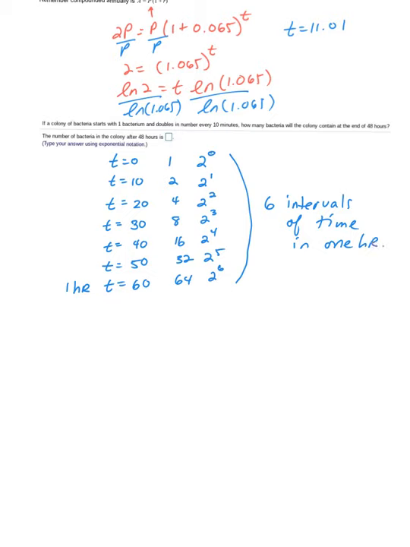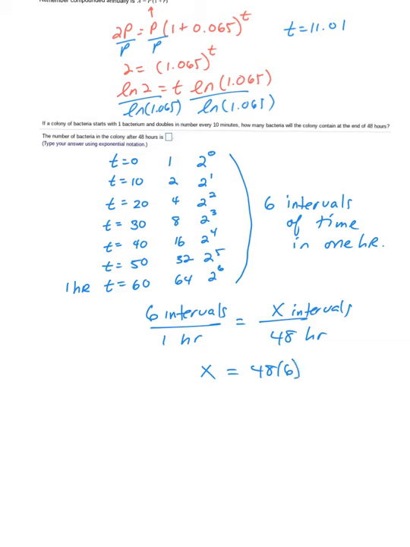They are asking about 48 hours. So you could set up a proportion where the 6 intervals in 1 hour would be similar to how many intervals in 48 hours. So the number of intervals would be 48 times 6. That is 288 increments of time in this particular case. Therefore, after 48 hours, the number of bacteria I would have would be 2 to the 288th power.